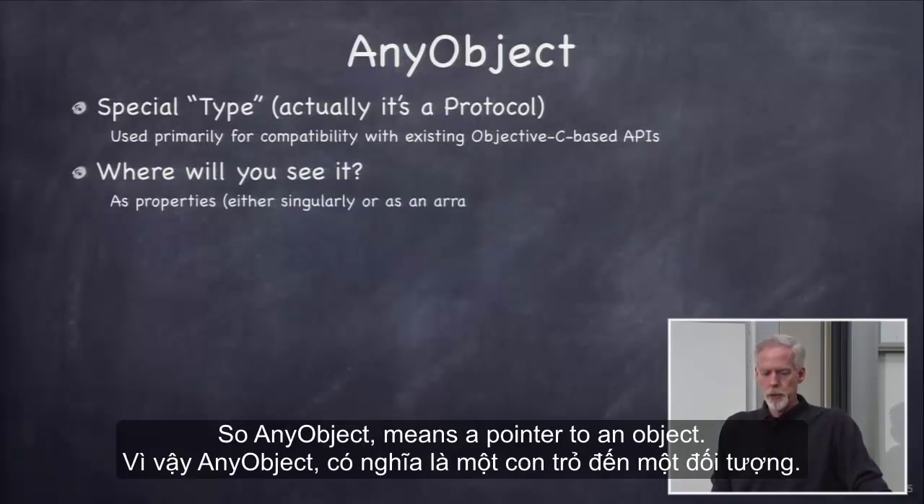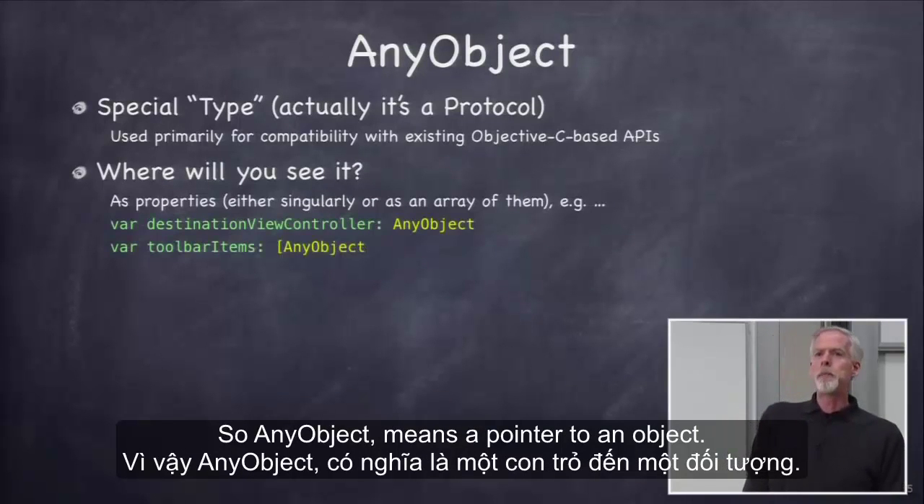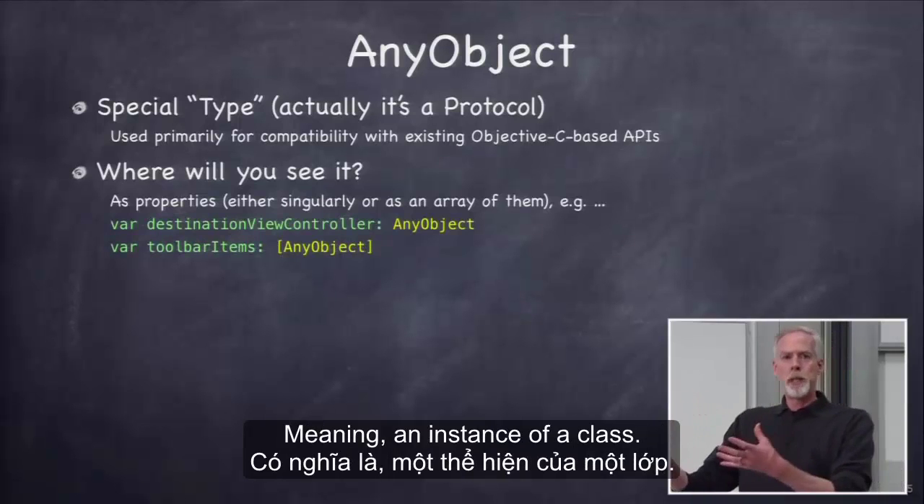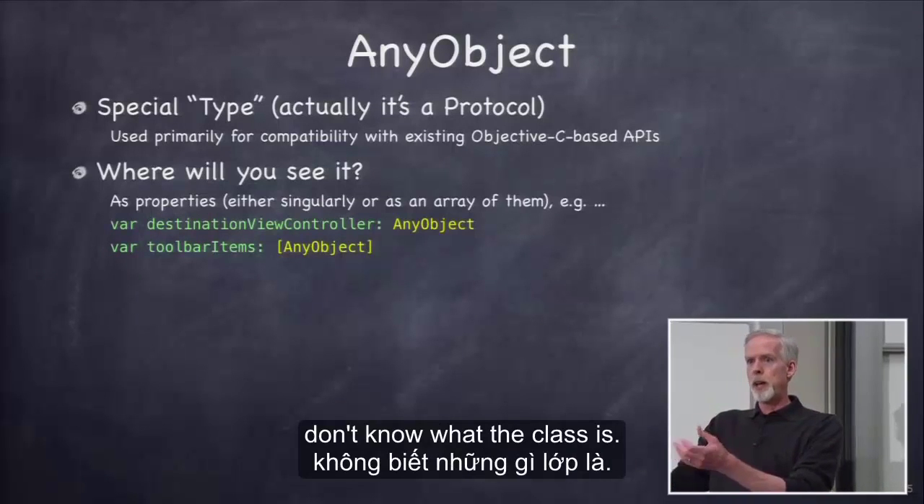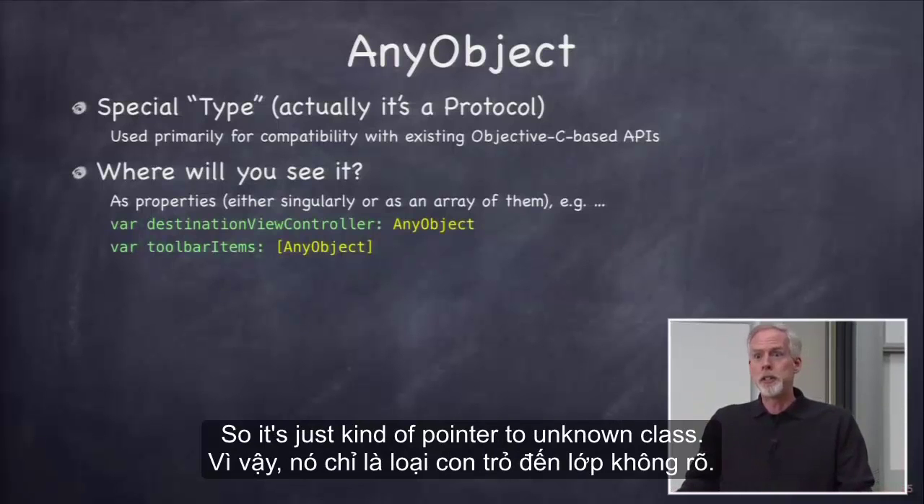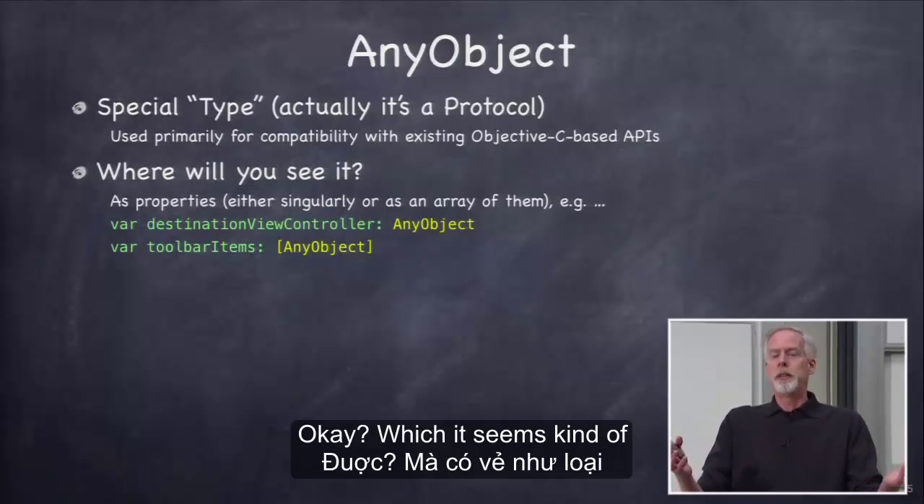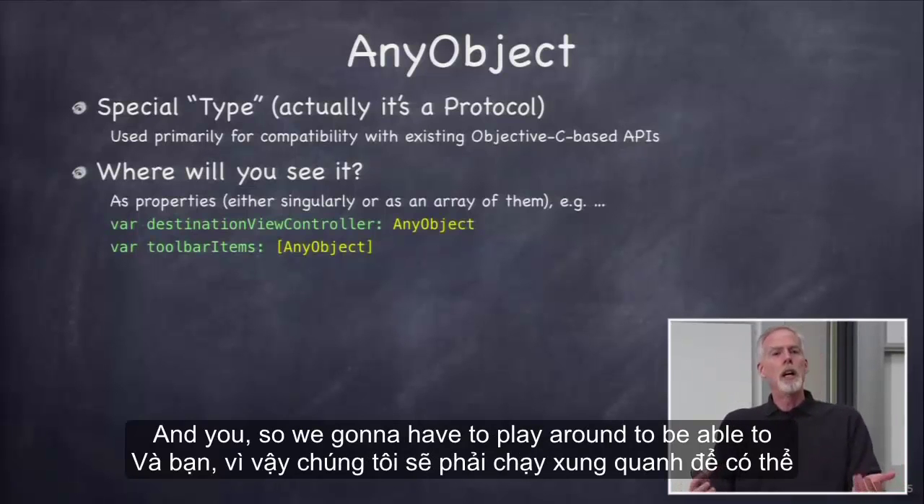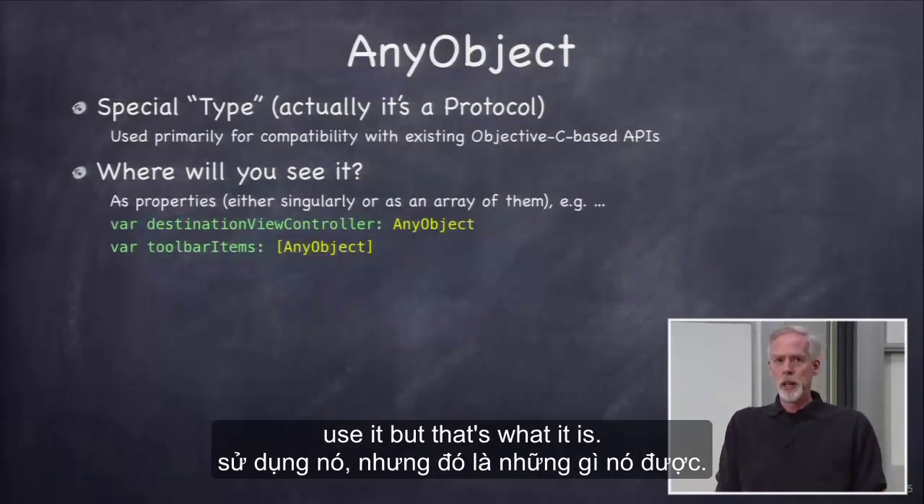And where will you see it? AnyObject means a pointer to an object, meaning an instance of a class, that you don't know what the class is. So it's just a pointer to an unknown class, which seems kind of weird, and it is kind of weird. We're going to have to play around to be able to use it, but that's what it is.